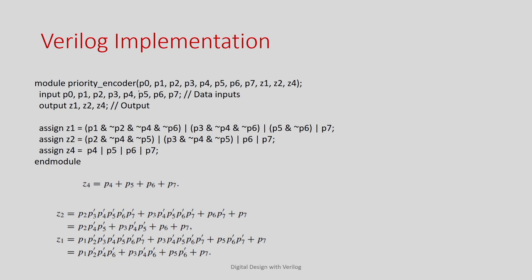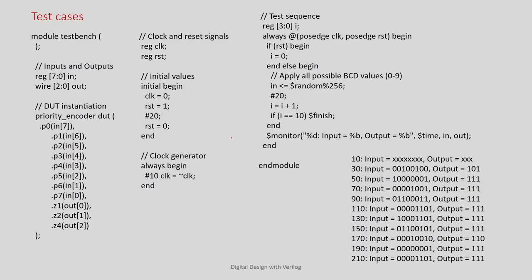It will have these P0 to P7 inputs and Z1 to Z4 outputs that I explained here, and then I just assign the values of Z1, Z2, Z4 based on these equations. I just wrote this expression here, that is all, that is my Verilog implementation. To test, I can write a test bench where I instantiate this priority encoder module, and this is the part where I develop these clocks, because I put my input as a register.